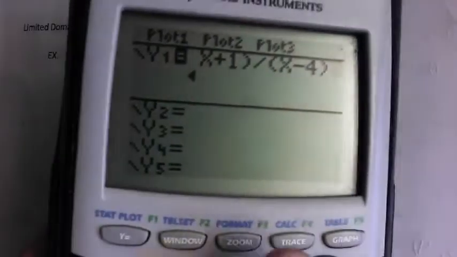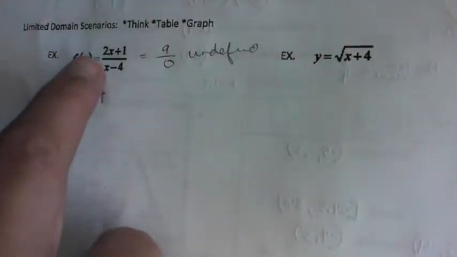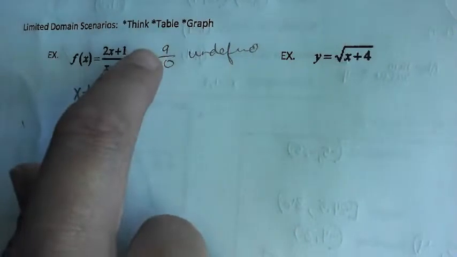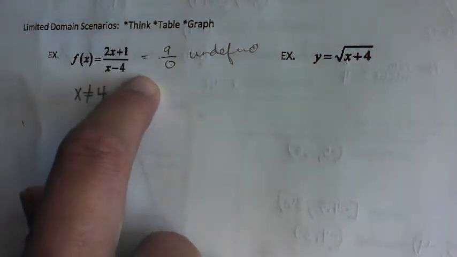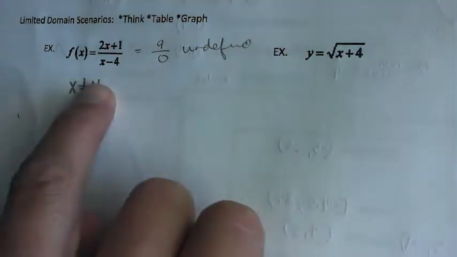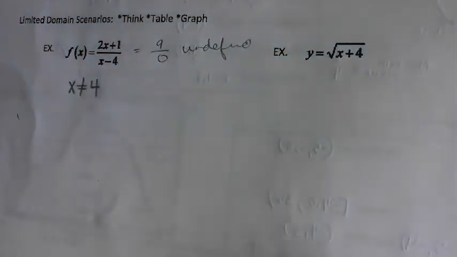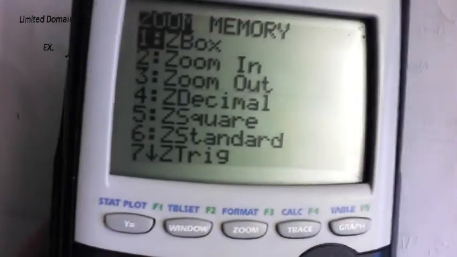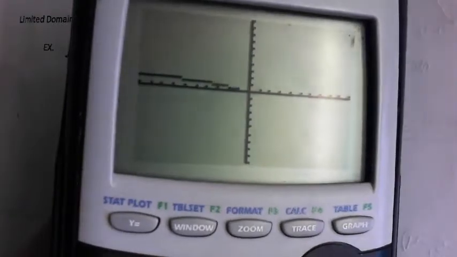So what I'll show you with this is how that will look if you're looking at a graph and also if you're looking at a table. So here's the function I'm typing in. By the way, when you type in a rational function like that, you need parentheses around the numerator and parentheses around the denominator. Because if you don't have those parentheses, it's just going to do 2x plus 1 divided by x minus 4. Okay, so you need numerator in parentheses, denominator in parentheses. So if I show you this, look what happens at 4.